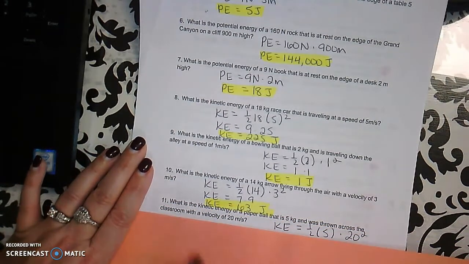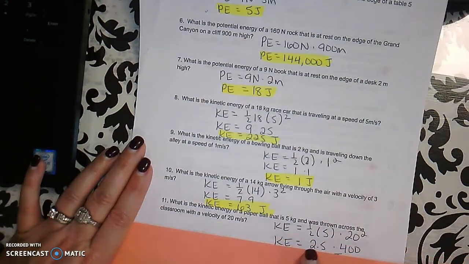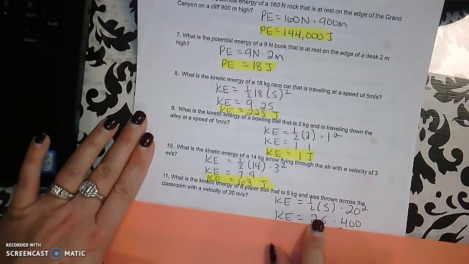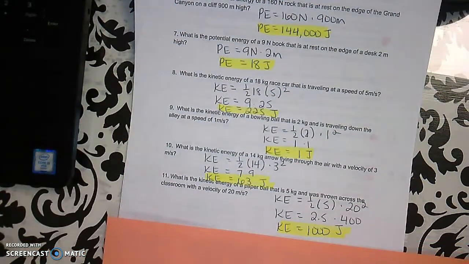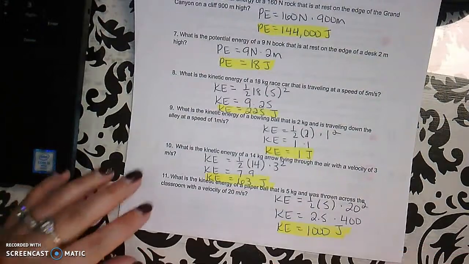And our last one, number 11, what is the kinetic energy of a paper ball that is 5 kilograms and was thrown across the classroom with a velocity of 20 meters per second? So half of 5 times 20 squared. Half of 5 is 2.5, and 20 squared is 400, and 2.5 times 400 is 1,000 joules.